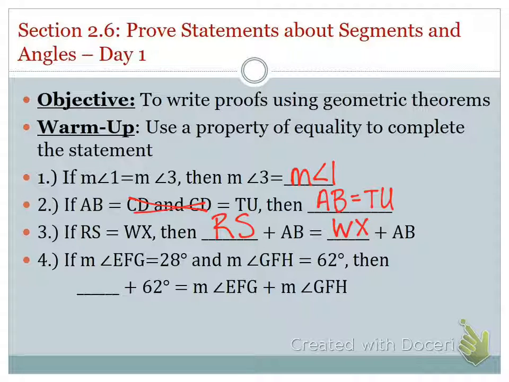Number 4, if the measure of angle EFG is 28 degrees and the measure of angle GFH is 62 degrees, then what plus 62 is equal to those angles added together? Okay, 28 degrees plus 62 degrees is equal to measure of angle EFG plus GFH. Okay, that's sort of along the lines of angle addition, but they also did some substituting in there in my opinion. Questions, concerns?